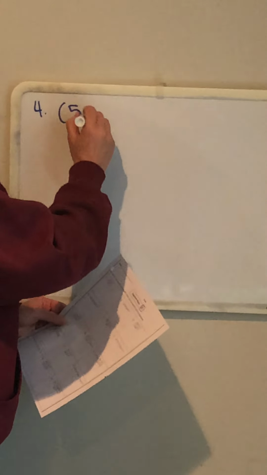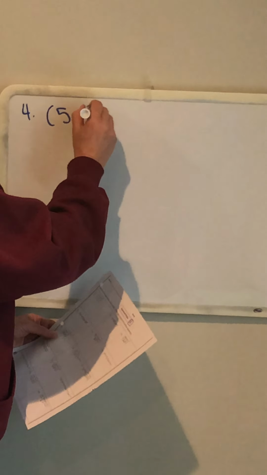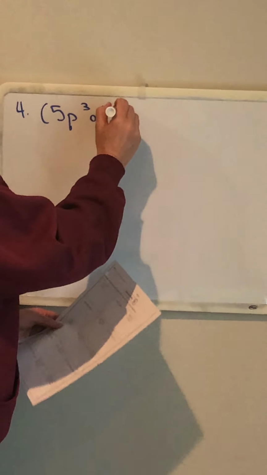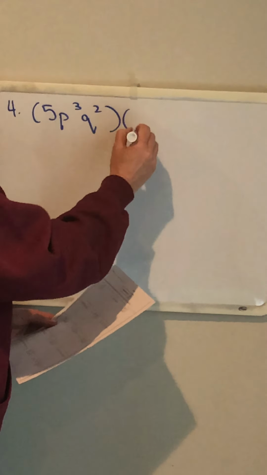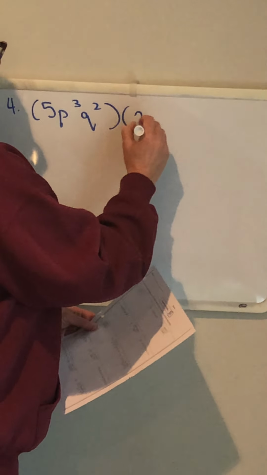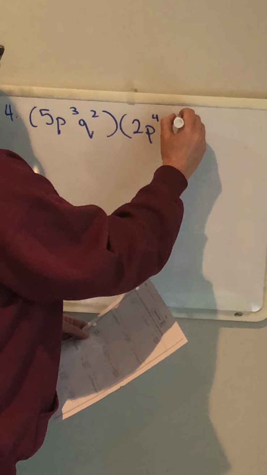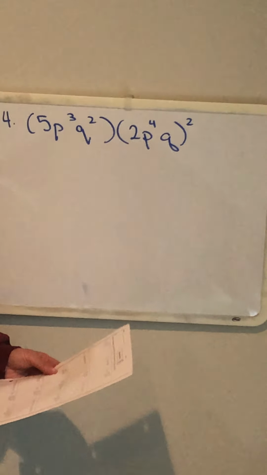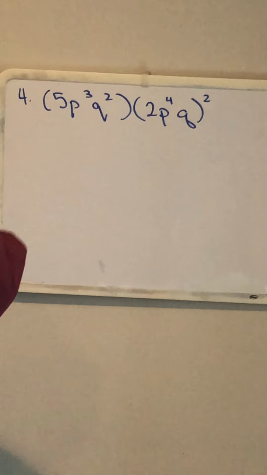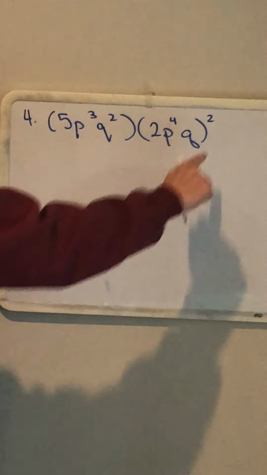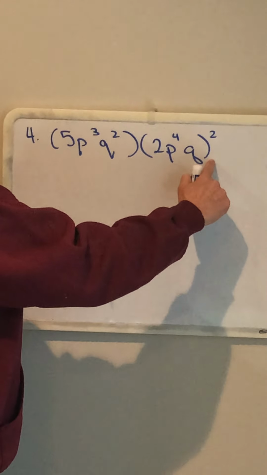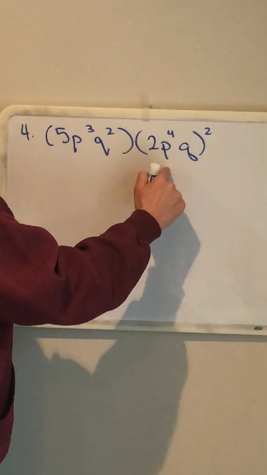Okay. Back to homework. Number 4. 5p to the third, q to the second, times 2p to the fourth, q, quantity to the second. So when you take a look at this, the first thing you notice is that you have an exponent outside the parenthesis here. That means it has to be distributed.